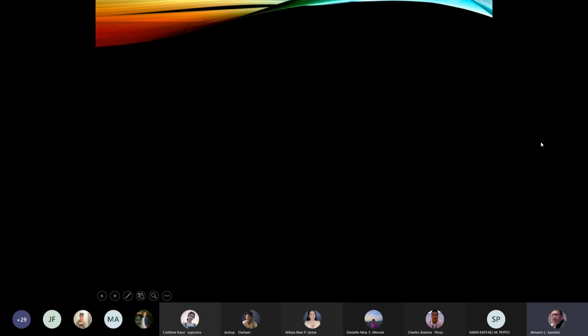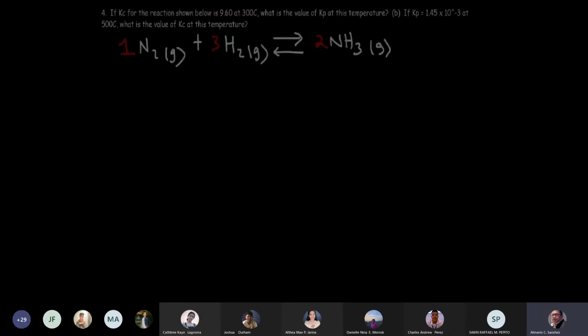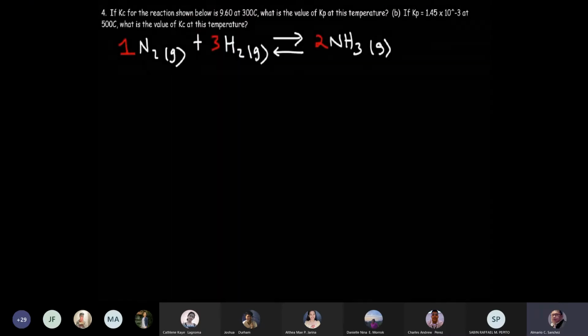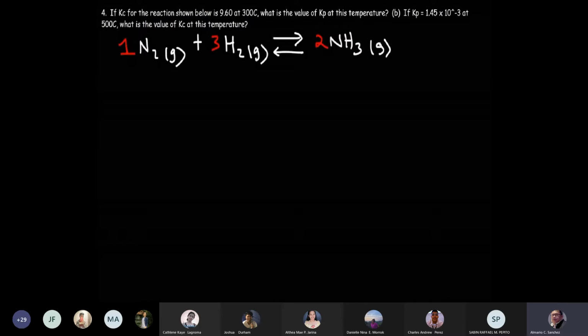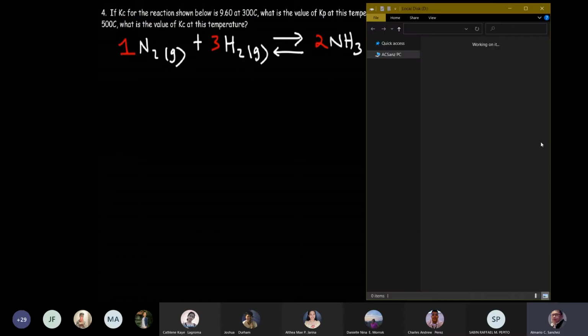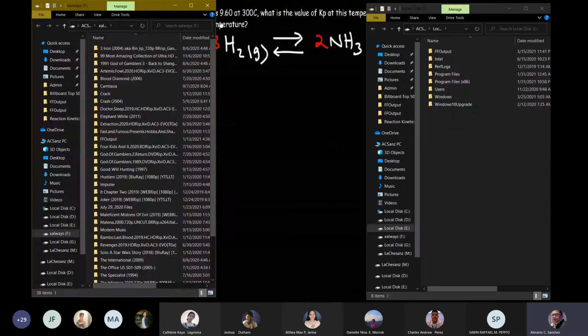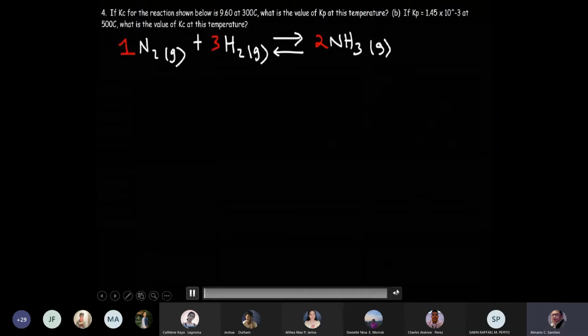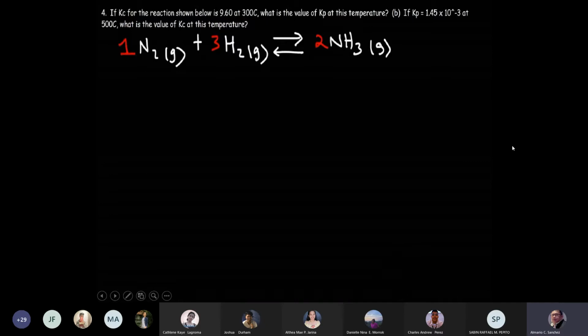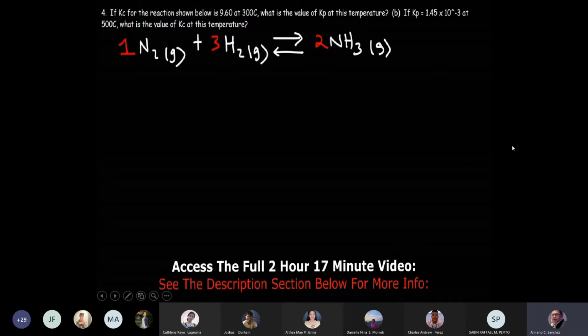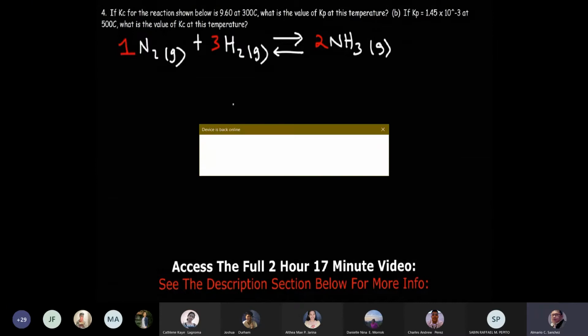Okay, so start. Number 4. If Kc for the reaction shown below is 9.6 at 300 Celsius, what is the value of Kp at this temperature? Now, this is a formula that we could use to go from Kp to Kc or vice versa. But let's talk about how to get that formula.